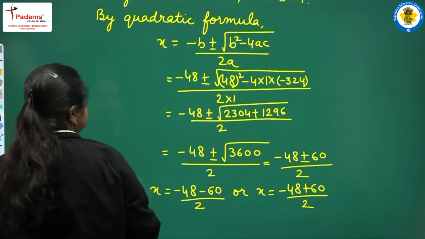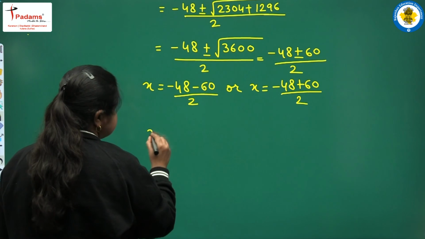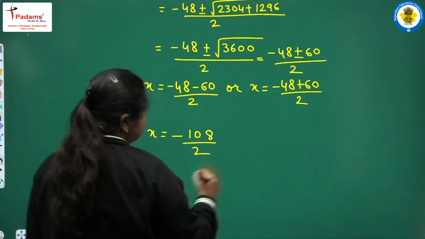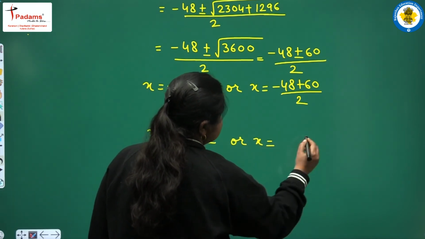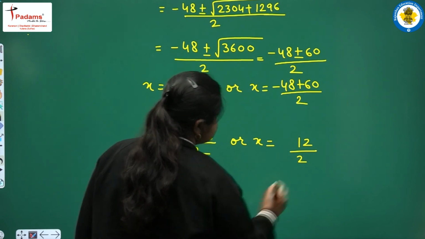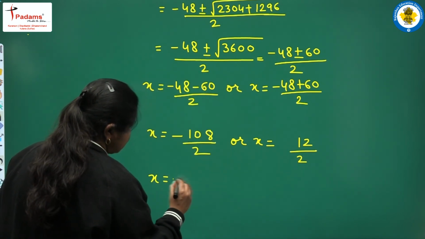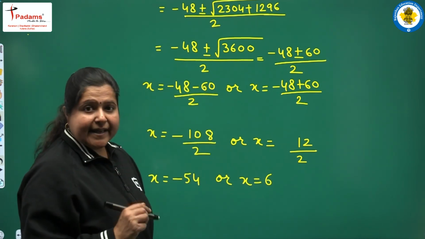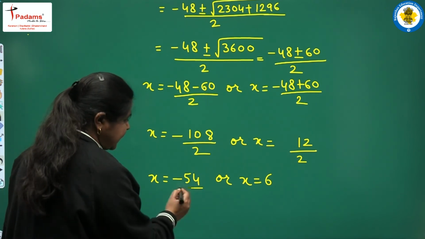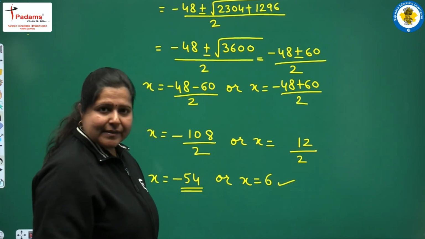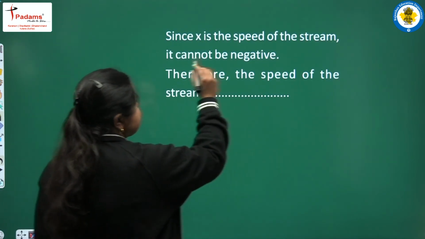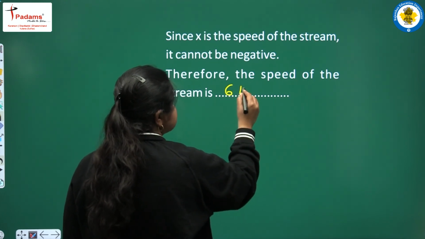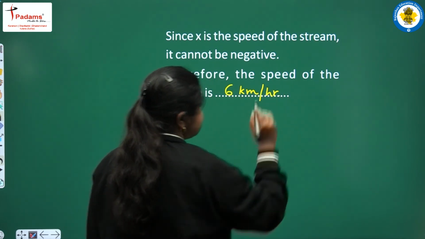Again solving it, we will get two values of x. X is equal to minus, you will see it will be minus 108 upon 2 or x is equal to, as you can see, it will be 12 upon 2. From here we get x equal to minus 54 or x is equal to 6. Now what is x? Speed of the stream, and speed cannot be negative, so we will take x equal to 6. So we write here, since x is the speed of the stream it cannot be negative, therefore the speed of the stream is 6 kilometers per hour as it was asked.